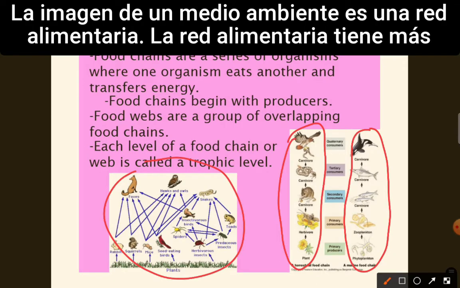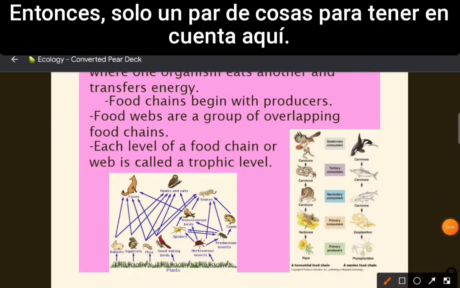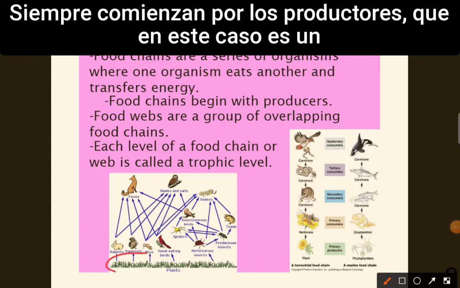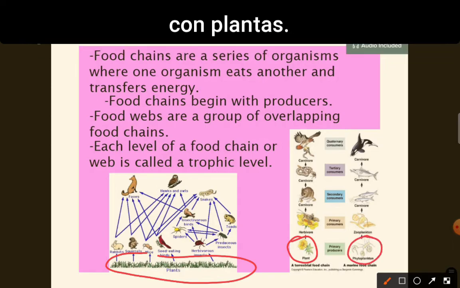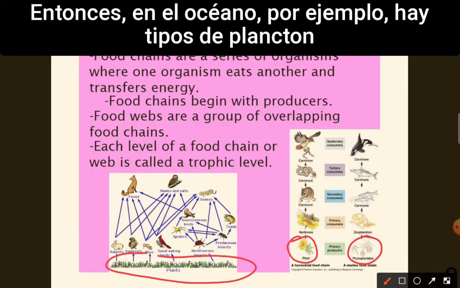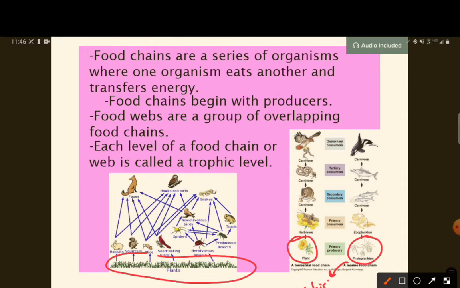A food web has a more complete interaction. And so just a couple things to note here. They always begin with producers, which in this case is a plant, and in this case is a plant. But sometimes they don't start with plants. So in the ocean, for example, there are types of plankton, and a plankton is a type of organism known as a protist that we will learn about later in the year.